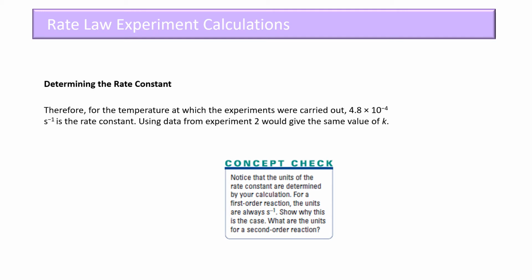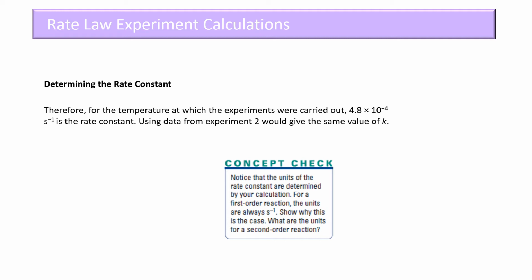So, determining the rate constant conclusion: for the temperature at which the experiments were carried out, 4.8 times 10 to the negative 4 s to the negative 1 is the rate constant. Using data from experiment 2 would give the same value of k.